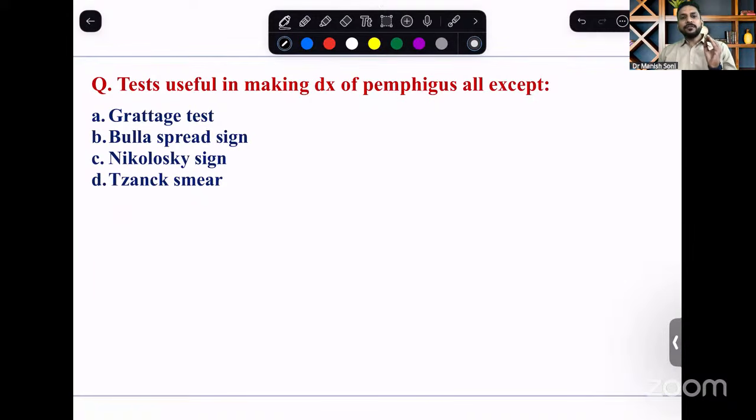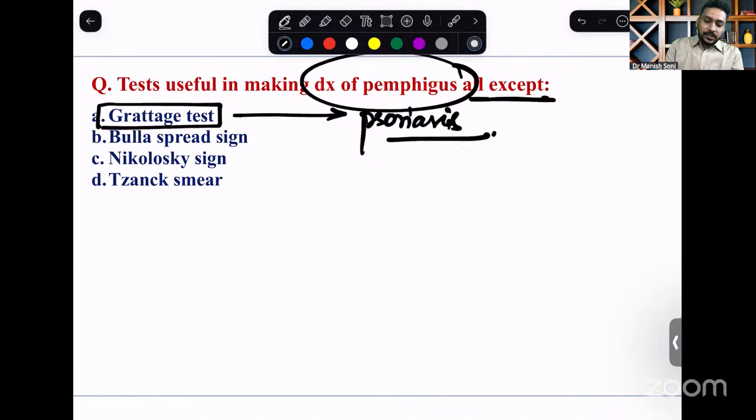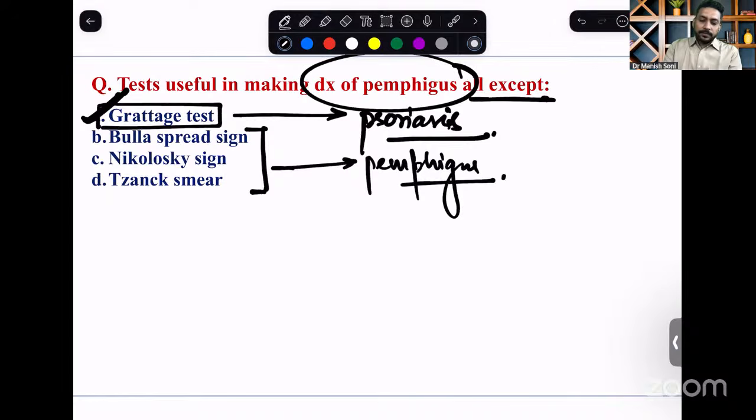Now, which of the following tests is useful in making diagnosis of pemphigus? All except. Again, see, examiner has written all except. So all are used in pemphigus except. And as you all know, Gratage test is used in psoriasis. So this is not used in pemphigus. This becomes the answer. While all these can come out positive in pemphigus, so they are used in pemphigus. Let us discuss them one by one.